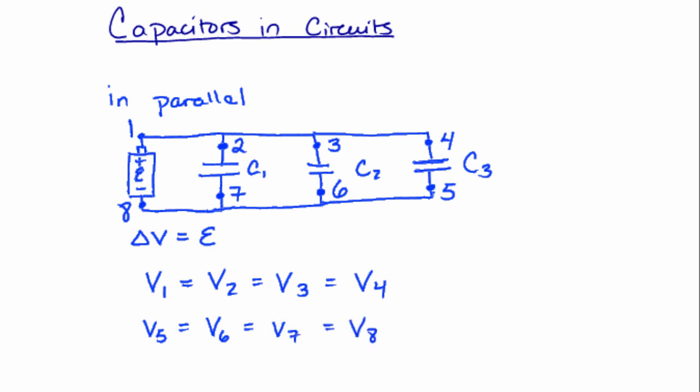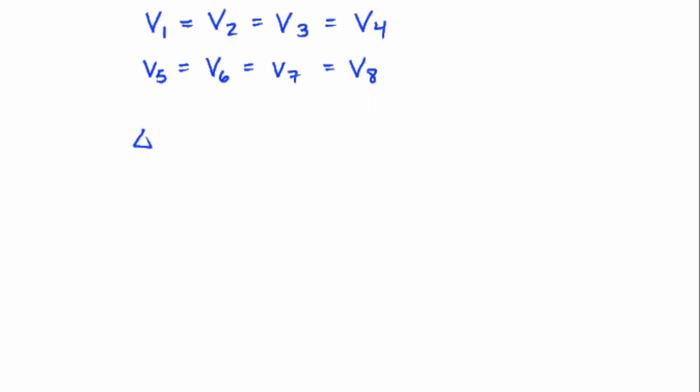Now, that means that the potential difference over each one of these capacitors must also be the same. So, for capacitor 1, the potential difference over that, which is from point 2 to point 7, so the potential difference between point 2 and point 7 is equal to the potential difference between points 3 and 6, and the potential difference between points 4 and 5.